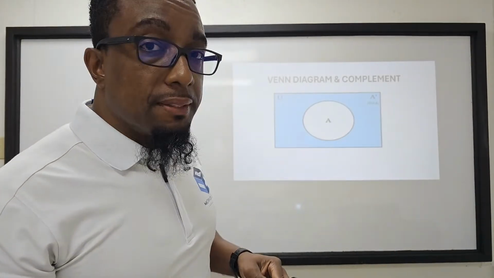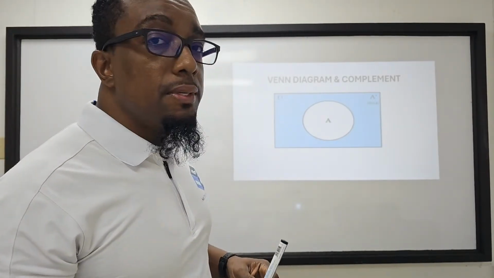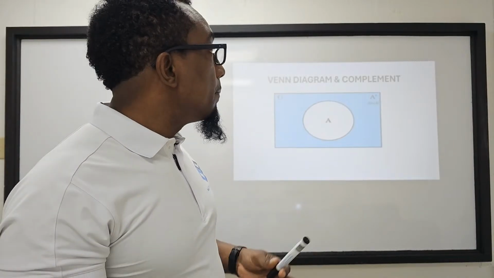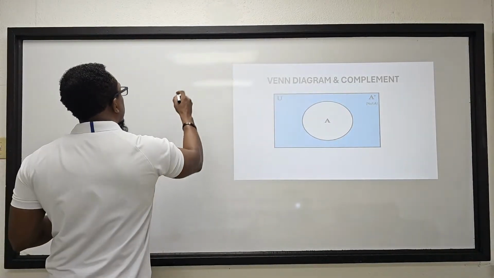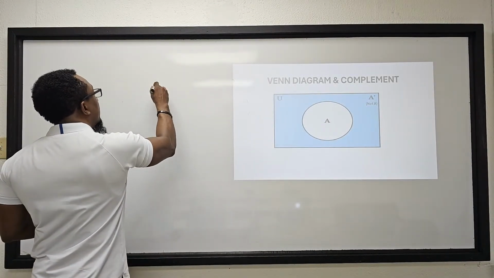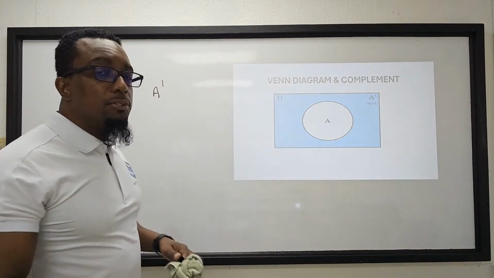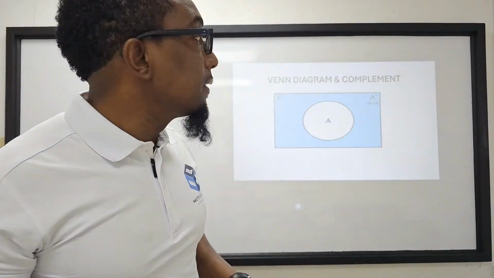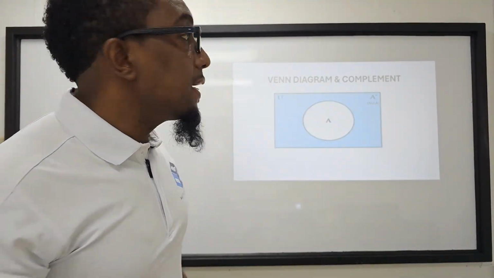And the complement will simply mean all elements. So this is A complement. So we have set A complement, written as A with that little stroke at the top right. And these are the elements that are not in A.